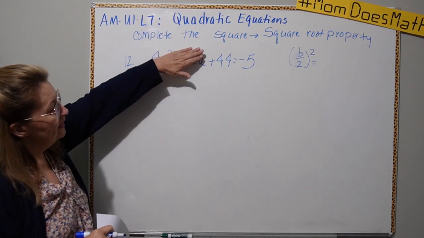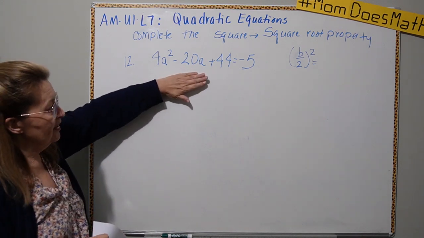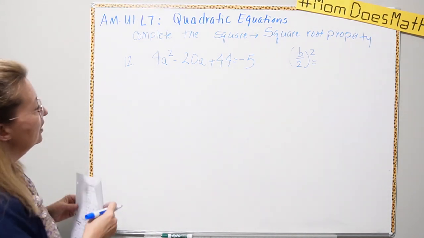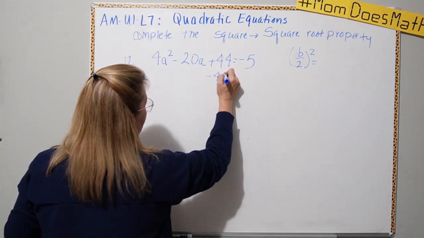Okay, here's our last completing the square problem, and this is number 12. We've got 4a squared minus 20a plus 44 equals negative 5. So the first thing we want to do is move that 44 by subtracting it from both sides.